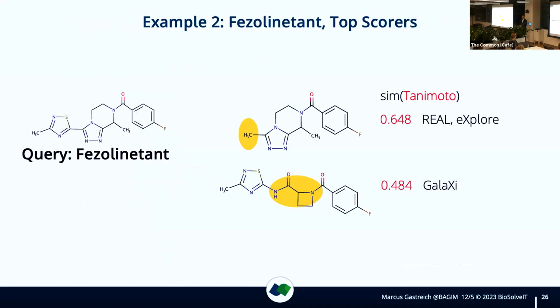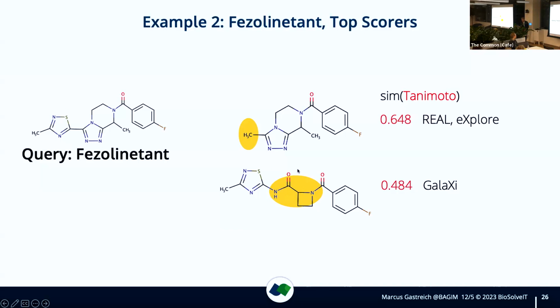If we now do the same exercise with vedzolinetant and compare the Tanimoto similarities again, now using the REAL Space, the WuXi Galaxy space, and the eMolecules eXplore space, then the top scorers come out at already 0.64. That's a pretty low Tanimoto similarity. What I mean to say with this is that this knife is so sharp that if the thing is not in the space, you would see a dramatic loss, almost a step function. The similarities will drastically drop before you actually get your first hits, and they will look different. Here, for example, the thiadiazole part is entirely missing.